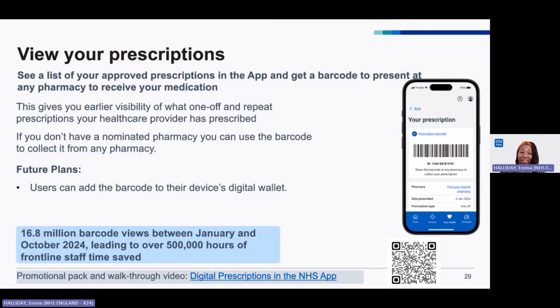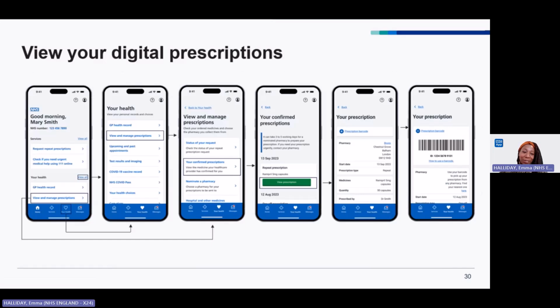The future plan here is being able to add that barcode into the phone's digital wallet. So, you know, with Apple, I can just double click and then it takes me to the wallet. So they don't have to log in to the app to be able to get to that when they're going into the pharmacy. On this next slide is just the steps that you will need to take to get there.